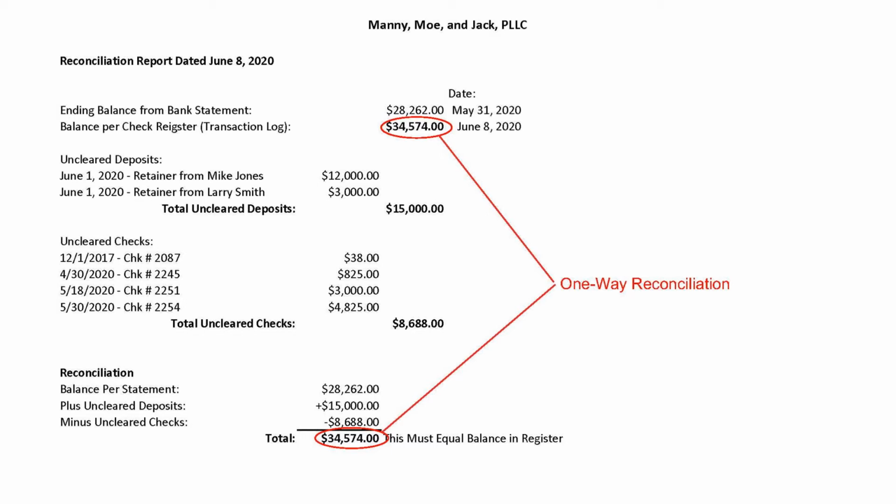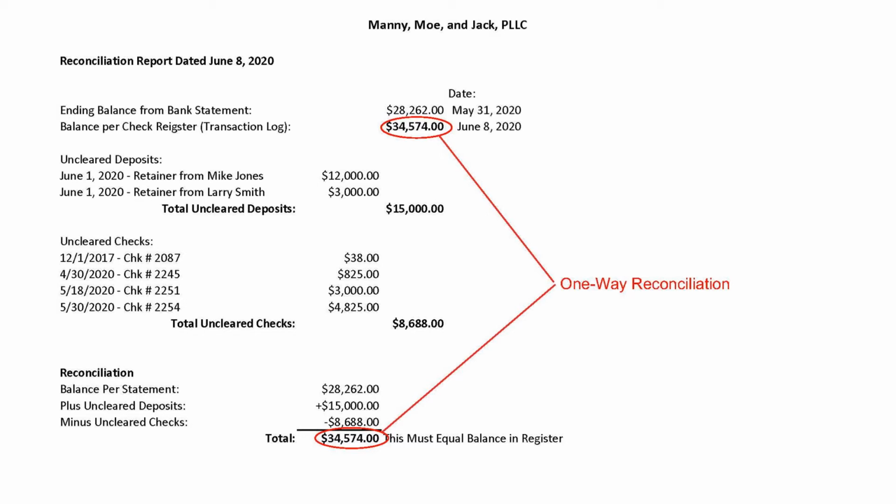add in any deposits that were made after the closing date of the bank statement and hence are not on the bank statement, and subtract any checks that have not yet cleared the account. This should equal the balance in the check register. Notice that you do need to keep track of all the uncleared checks in order to do this.